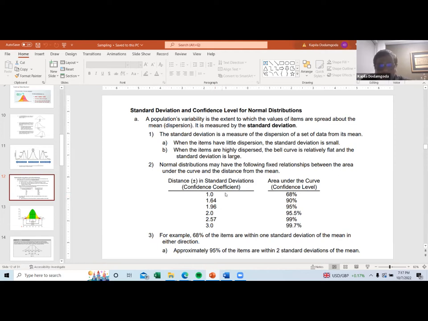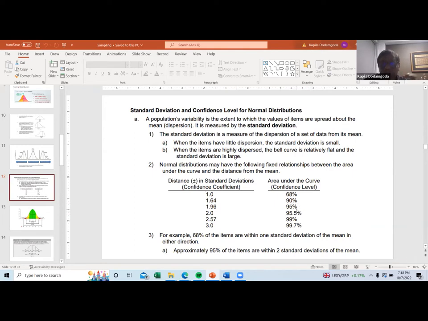So what it means is, you take 1 standard deviation: 90, plus 1 standard deviation is 110. So that means our 68% confidence interval is between 90 and 110. Got it? 2 standard deviations, 100 is the mean. 2 standard deviations is 2 into 10, that is 20. So 100 minus 20 is 80, 100 plus 20 is 120. So our 95.5% confidence is between 80 and 120.